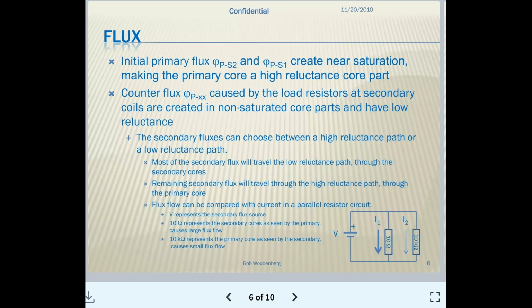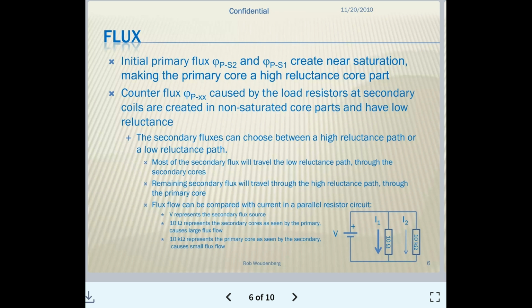Rob Laudenberg. Flux initially from P, S1 is created near saturation, PS2 ends primary flux, making the primary core a high reluctance core part, caused by the load resistors at the secondary. Counter flux coils are created in non-saturated core parts and have low reluctance. The secondary fluxes can choose between a high reluctance path or a low reluctance path. Most of the secondary flux will travel the low reluctance path through the secondary cores. The remaining secondary flux will travel through the high reluctance path.